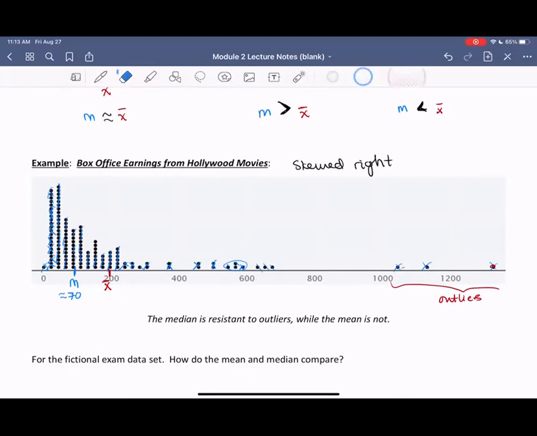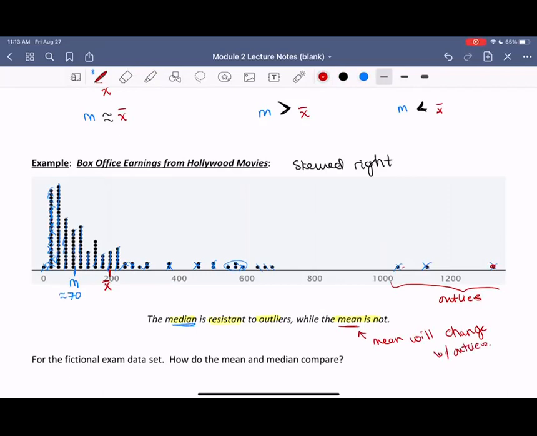Something to note here, and this is some new language: the median, we say, is resistant to outliers, while the mean is not. So the median, again, is resistant to outliers. That means it resists, it does not move if you throw in some larger or smaller values or outliers. The mean is not, though. So the mean will change if you throw in outliers.